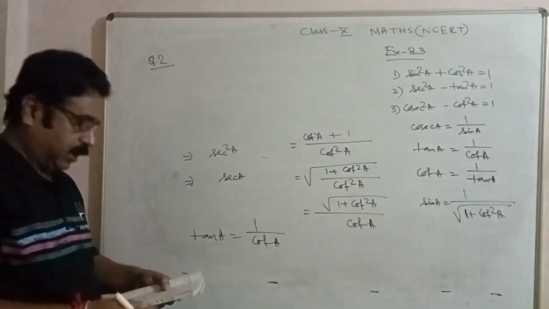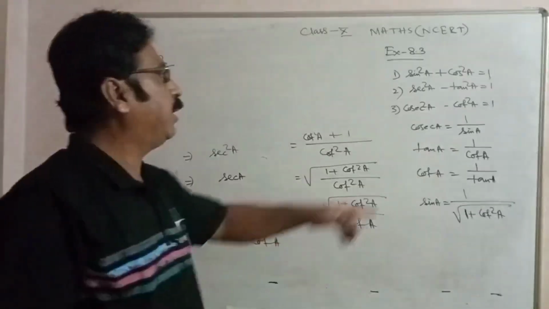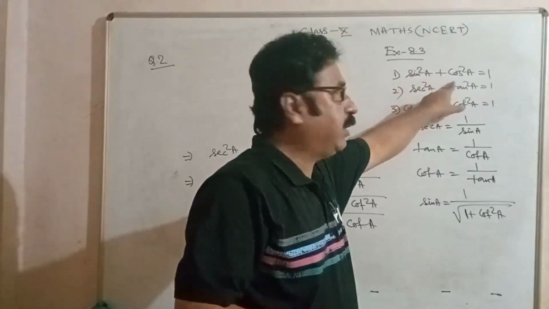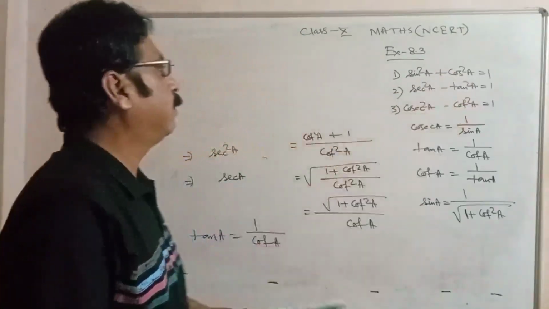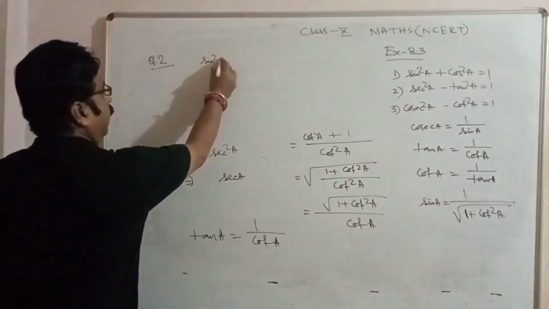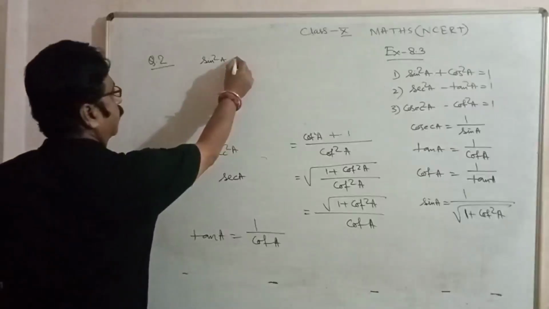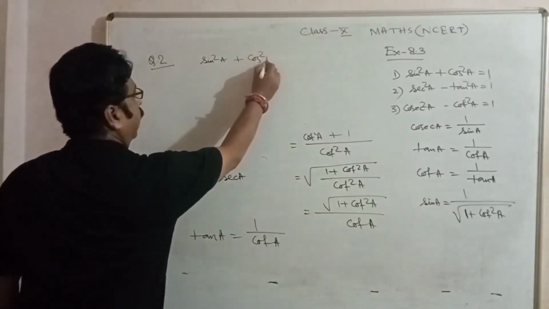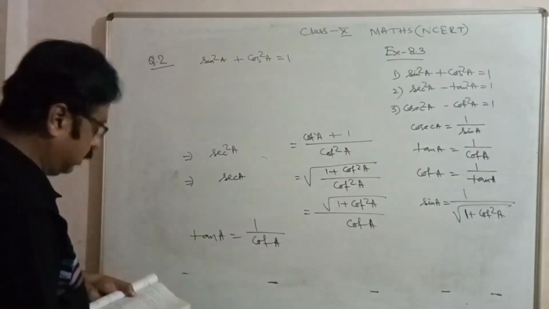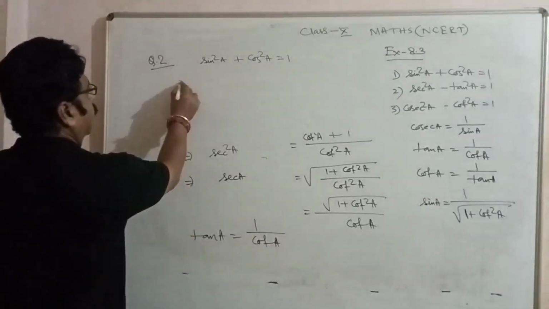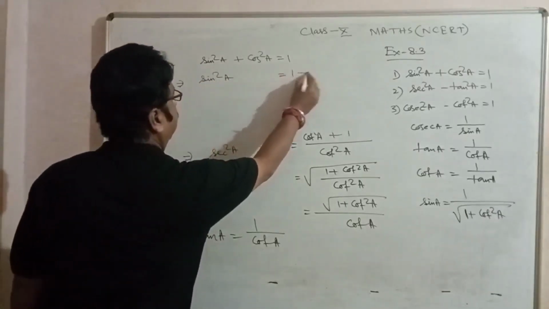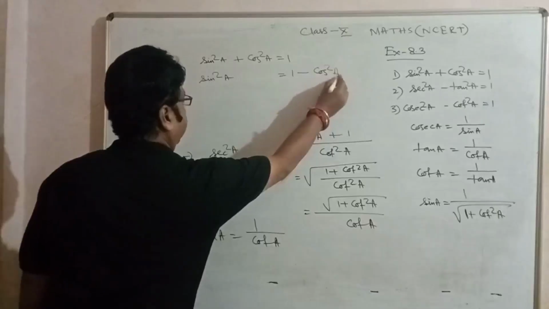If we want to convert sin A in terms of sec A, we can choose this identity because sin A is there. Cos A, we can convert it into 1 upon sec A. Sin square A plus cos square A equals to 1. Sin square A equals to 1 minus cos square A.